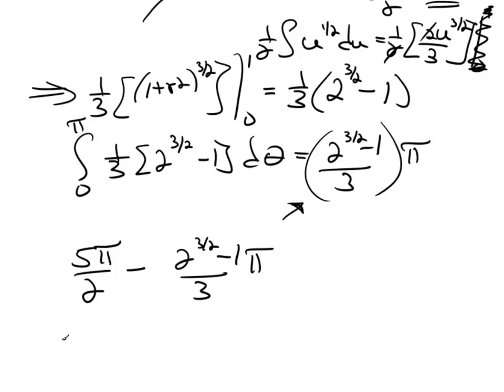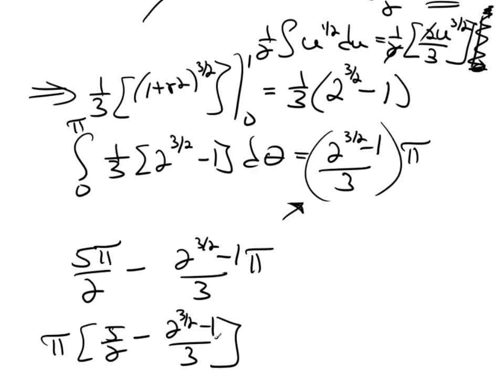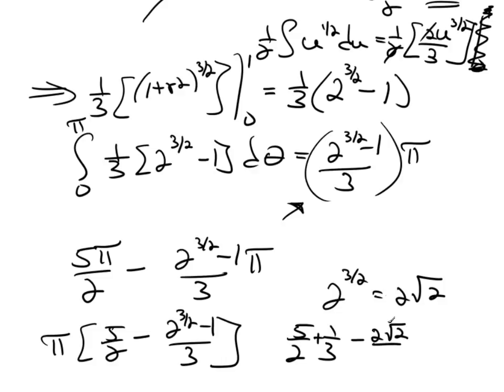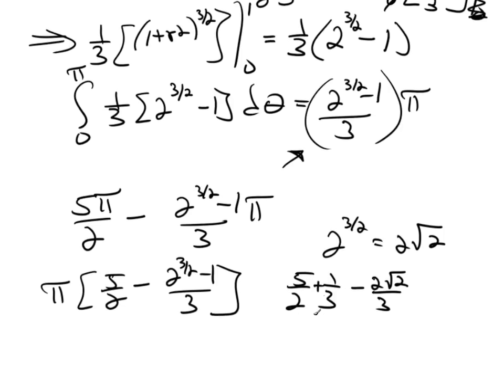which I would probably pull out like a pi and say this is pi times 5/2 minus 2 to the 3/2 minus 1 over 3. There's some stuff I could do to simplify this if I really wanted to. Obviously, 2 to the 3 halves, that's 2 root 2. So I could take this 5 halves minus, well, actually it could be a minus 1/3, so plus 1/3 minus 2 root 2 over 3. See, this could be a common denominator of 6. So this is going to be like 17 over 6 minus 2 root 2 over 3.